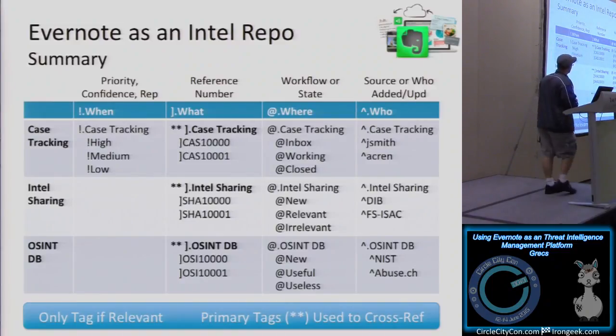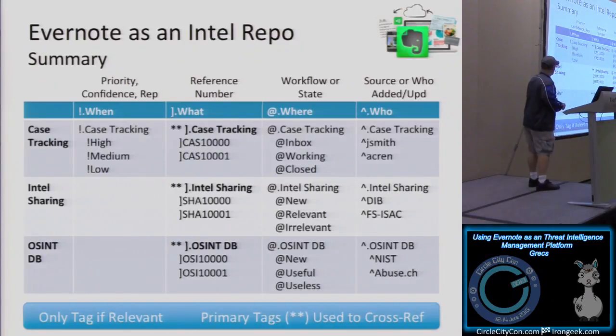For the what, this is basically a reference number, and what this allows you to do is easily go amongst these things. So what I can do is, for every case, show me the data from the Intel sharing group and the data from OSINT that maybe I used when investigating that case. From an Intel sharing perspective, you can start with a piece of data here and then pivot off to the cases associated with that and the OSINT that started it. And the same thing with the OSINT: you can see the cases that have been associated with a particular bit of data.